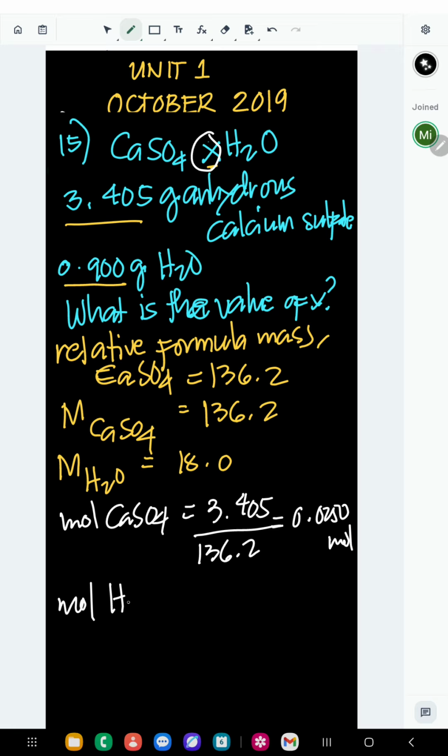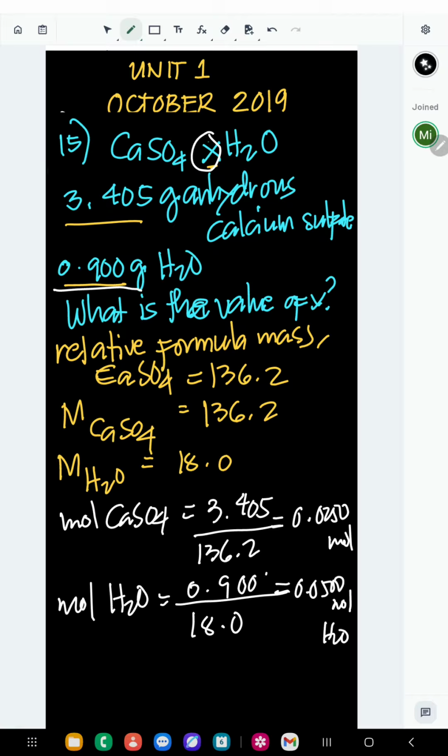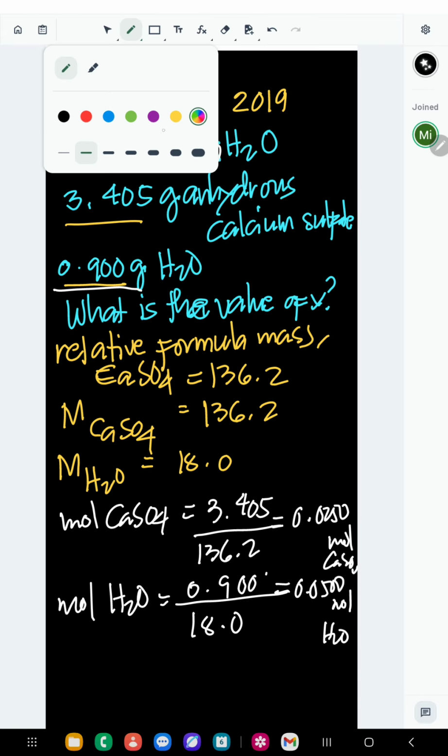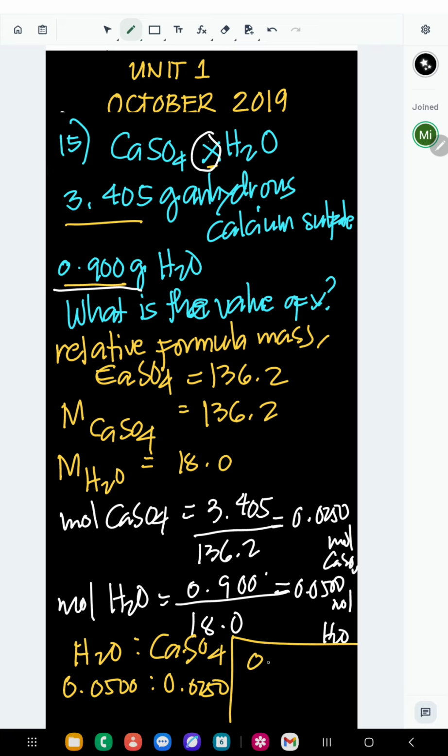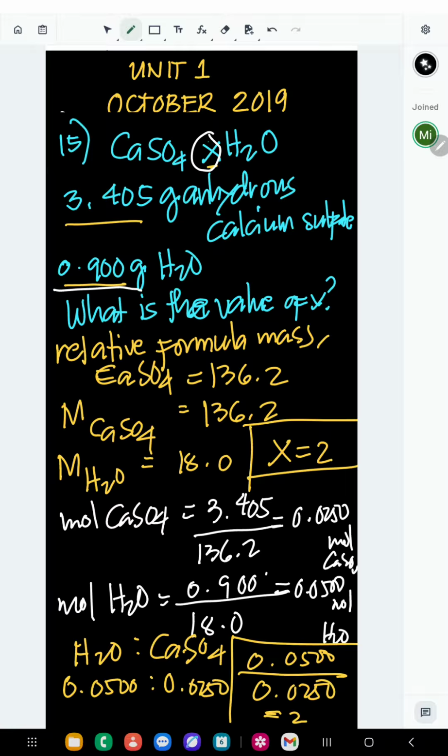And then for the number of moles of water, this is just the given mass, 0.900 gram, divided by the molar mass of water, which is 18. So this gives us 0.0500 moles of water. Right, so we get the ratio of water to calcium sulfate. So this is just 0.0500 to 0.0250. You can just do 0.0500 divided by 0.0250, and then we get 2. So therefore x is equal to 2. So from the paper, the answer should be letter B.